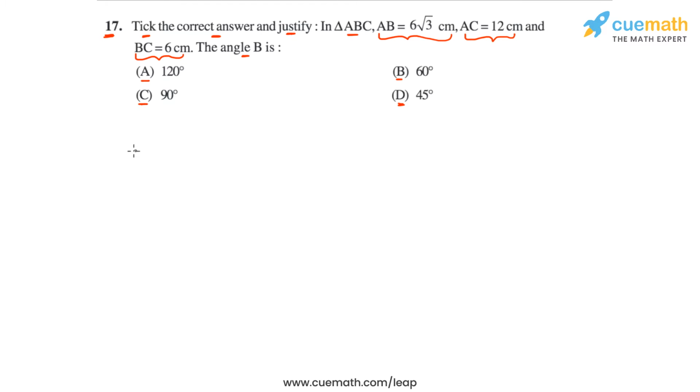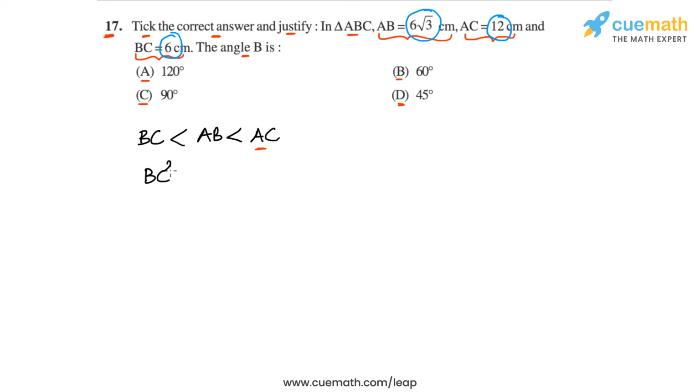So the smallest length among the 3 lengths, what are the 3 lengths? We have 6 root 3, we have 12, and we have 6. So the smallest length is 6, which is BC. So we know that BC is the smallest side, then AB is the next side, and then AC is the largest side. So if the 3 lengths satisfy the Pythagoras theorem, then AC will turn out to be our hypotenuse. Okay, so now let's find out the sum of the squares of the smaller 2 sides.